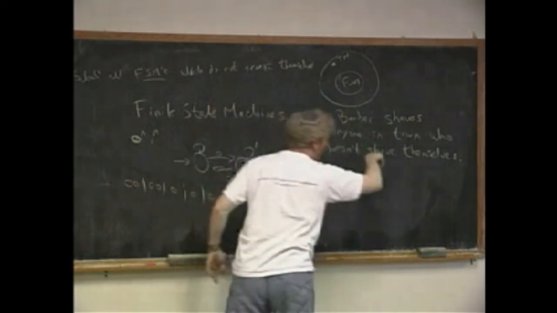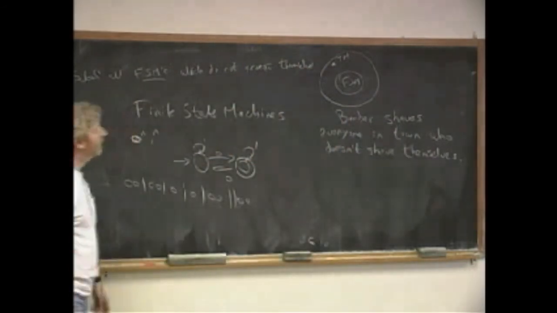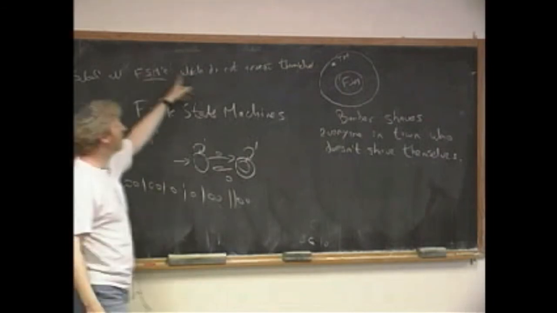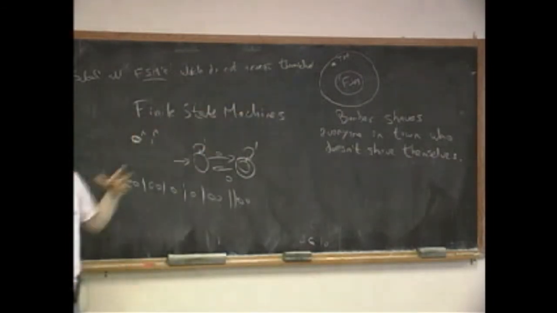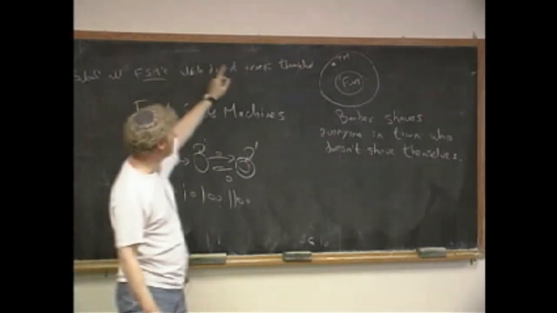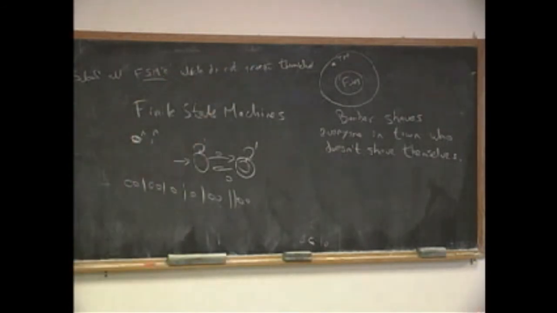The set of all people in town who don't shave themselves. There's no barber who shaves all those people. There's no finite state machine who accepts all these finite state machines. It's the same paradox, the same conundrum. So here's the language: all the binary strings representing finite state machines that don't accept themselves. That language has no finite state machine for it.